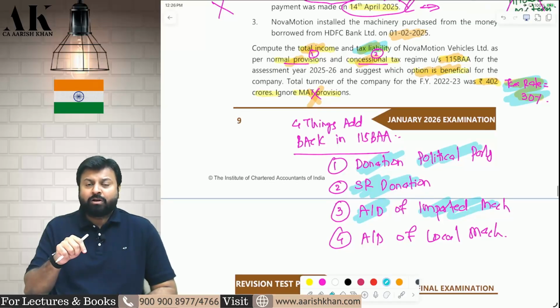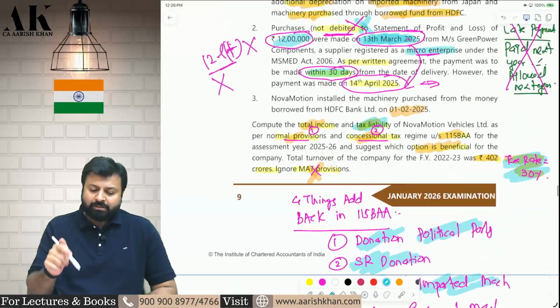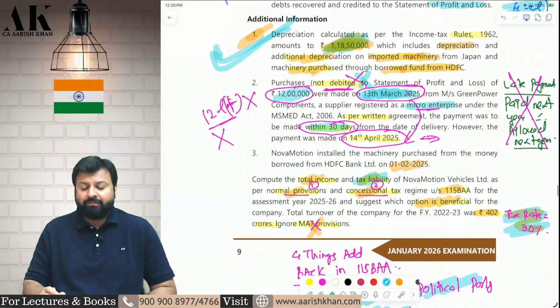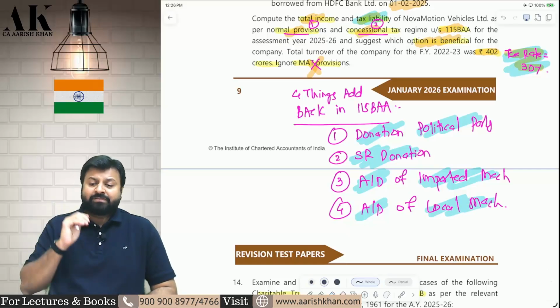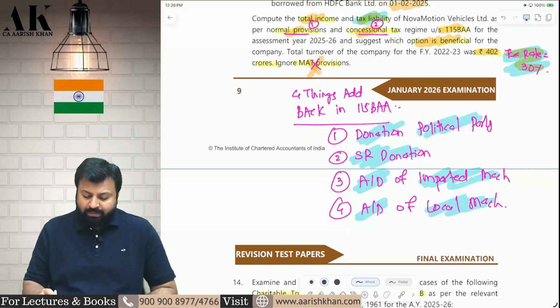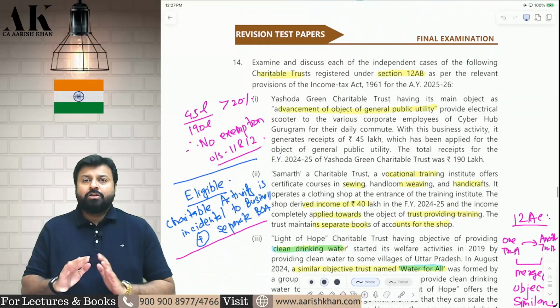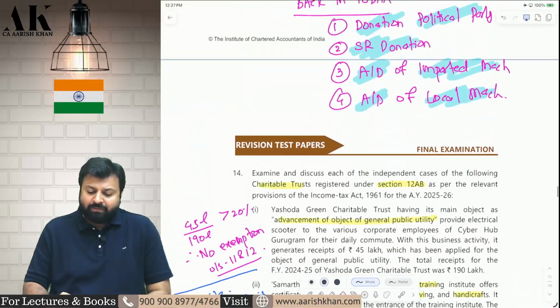While computing the normal provision, don't take additional depreciation because that is already included in 1 crore 18 lakh 50,000 rupees. Then additional depreciation on local machinery, which you have borrowed from HDFC loan, that should also be disallowed over here. These 4 items you have to disallow. Once you do this, you will get what? You will get your total income as per 115BAA.